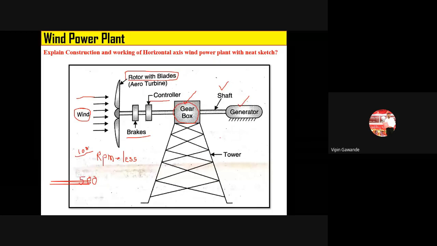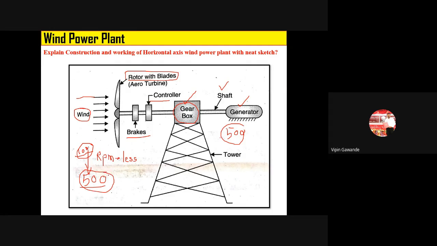It will convert the less RPM, that is the initial RPM, into the more RPM. So we are using gears here, and the function of the gearbox is to convert the 100 RPM into 500 RPM. Because we require the generator to operate at a particular RPM. The generator generates electricity when it receives 500 RPM, when it rotates at 500 RPM. So at 100 RPM it will not generate electricity. How much RPM do we need? We require 500 RPM. So for getting this 500 RPM, what are we using here?